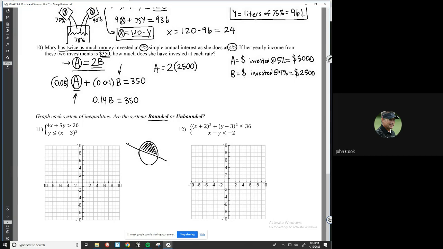bounded. However, if it's outside of the equation, and we're shading out here, where it goes on and on and on forever, right? That's what we call unbounded because it's not bounded above by something. So when it's bounded, it's enclosed. Think of unbounded as not enclosed; it's completely open, and it goes on and on forever. So think of it as going on infinitely.